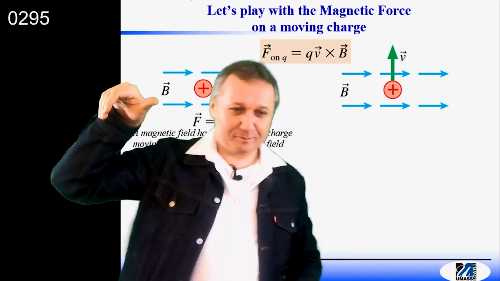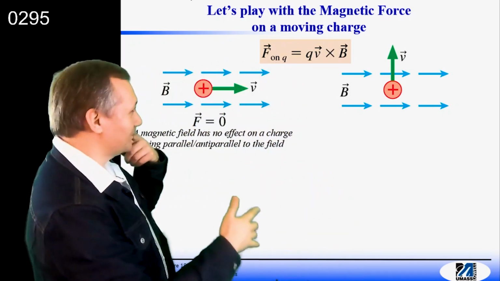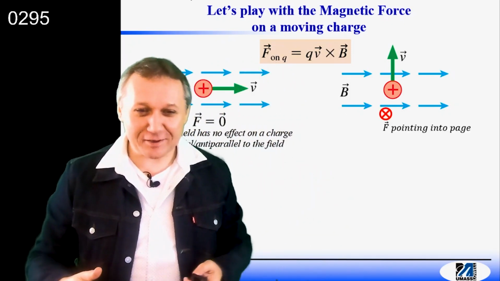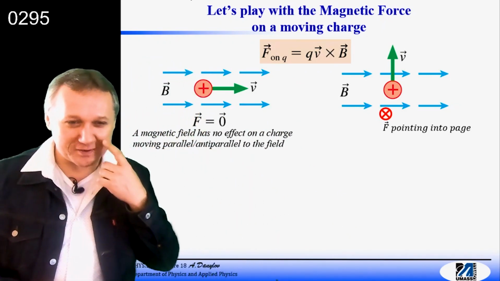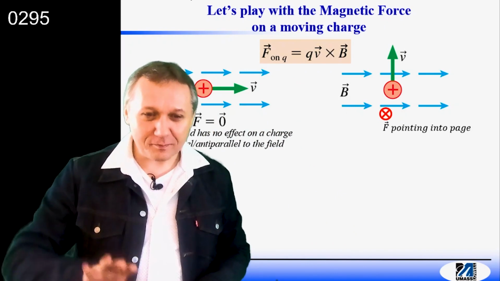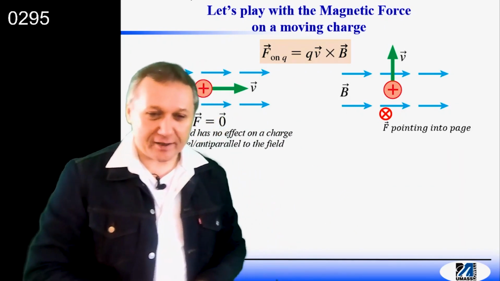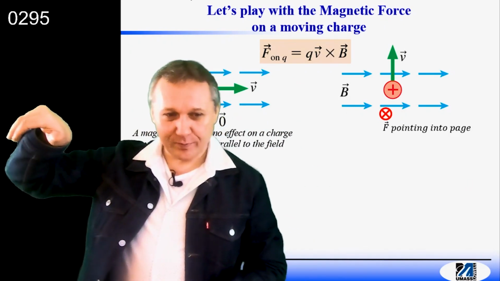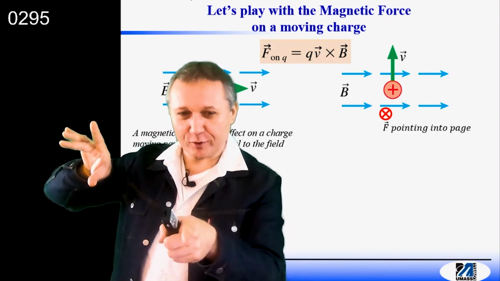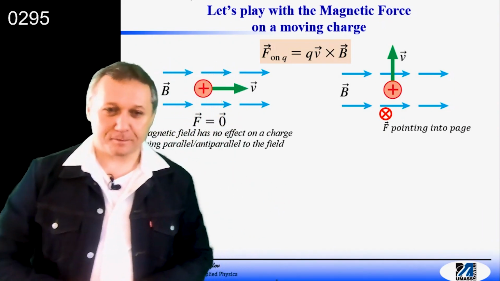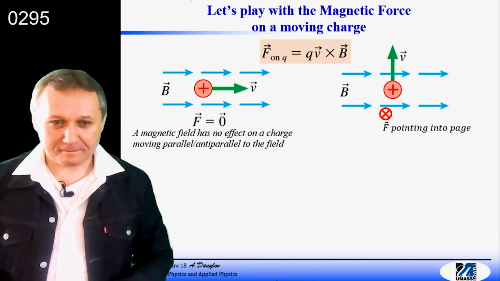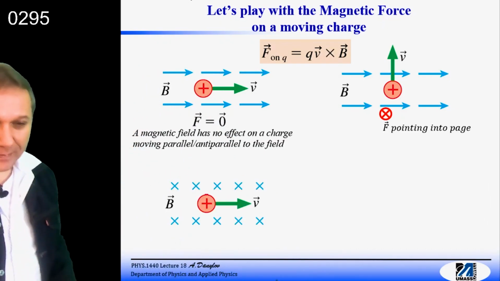Everything is flipped for me, so that's why I'm standing here, a bit confused. Right, so it will be into the page, V cross B. Okay, yes. If it's towards you, it will be into the page, into the board for me. Okay, all right. Then, next example.